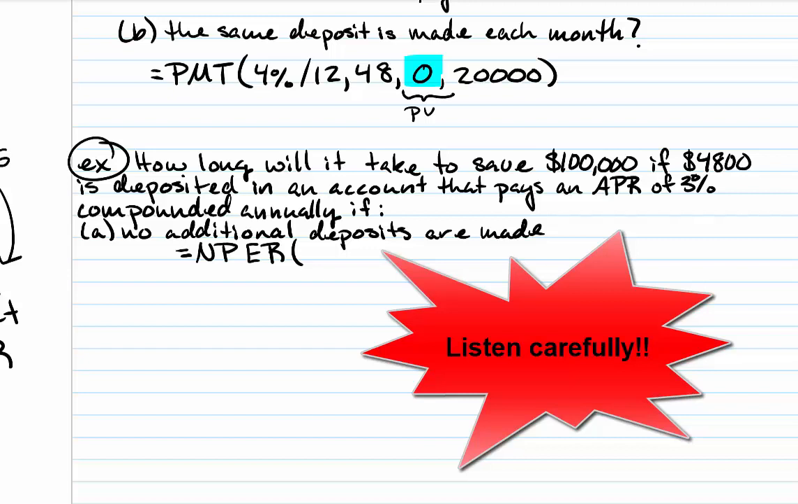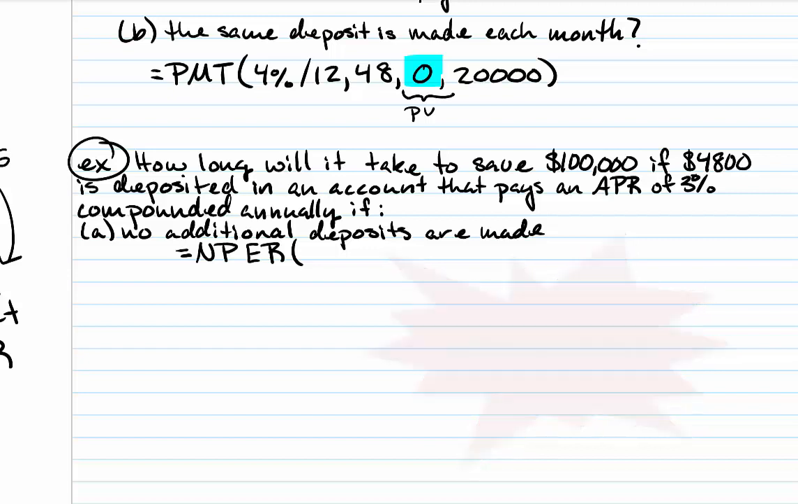If it were compounded monthly, we would have to multiply by 12. So the nper function would give us, let's see, we have to put the 3% in there. We do not have to divide by anything this time because it's an APR and we're compounding annually. If you wanted to divide by something because you feel like you have to, you could divide by 1 because that's how many times per year this interest is being compounded. Or you can just leave it as 3%. And then our next argument will be 0. Our next argument will be 4,800. And our last argument will be the 100,000. Once again, do not put the comma in the 100,000 number.